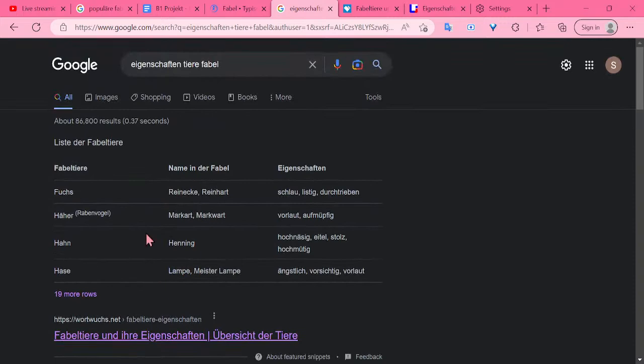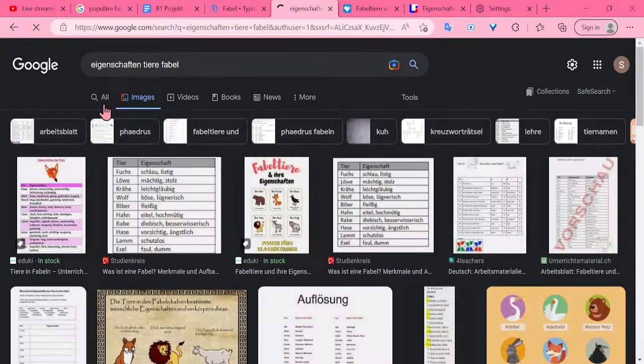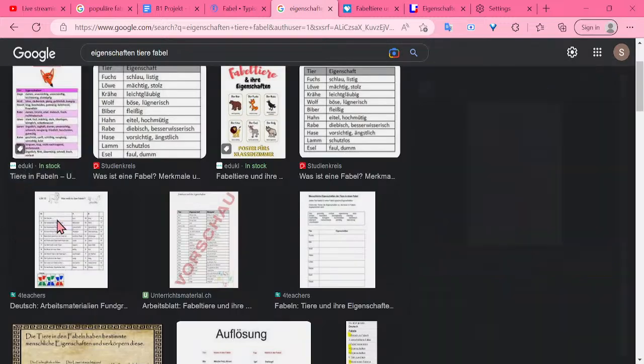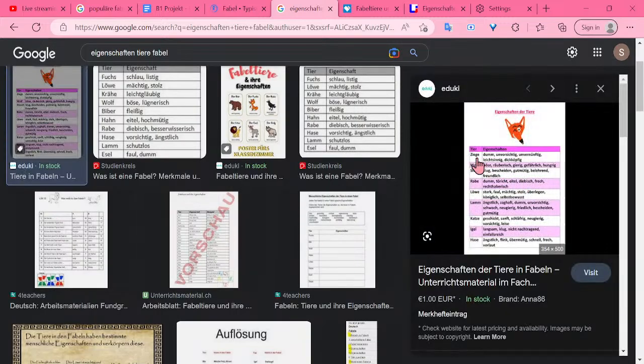For example, rabbits are always afraid, they have a lot of angst. It's the same word, but it has a different meaning in German. Anyway, that's an interesting little diagram. Tiger: dumm, unvorsichtig. So you can't change these characteristics. Wolves are always hungry, greedy, bad, and dangerous. You can't change that.